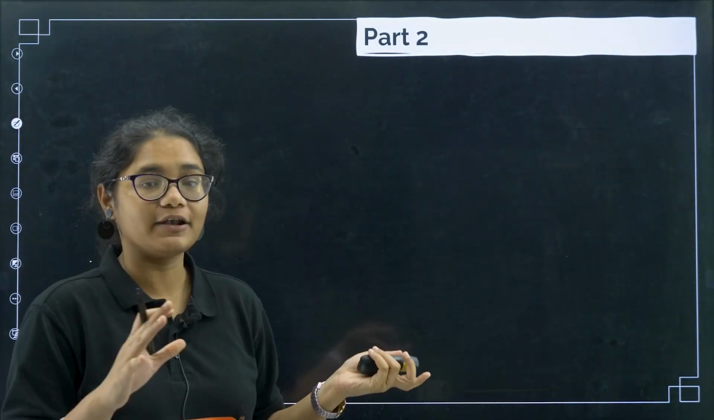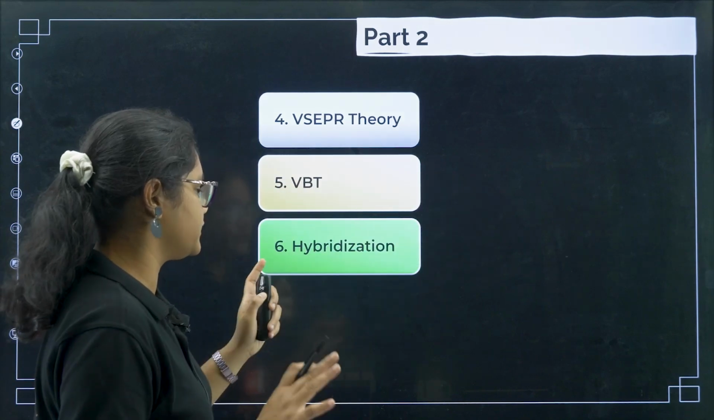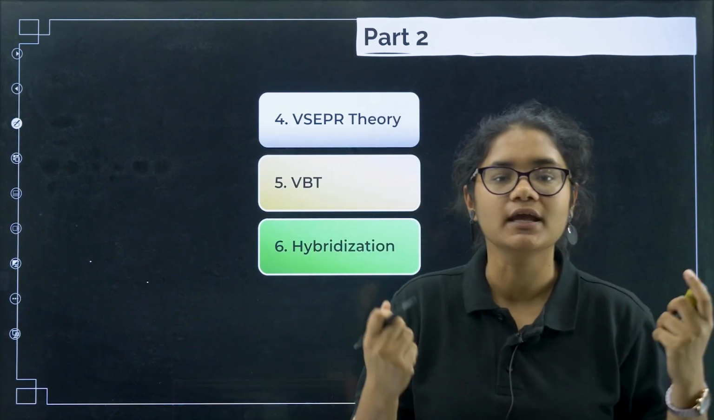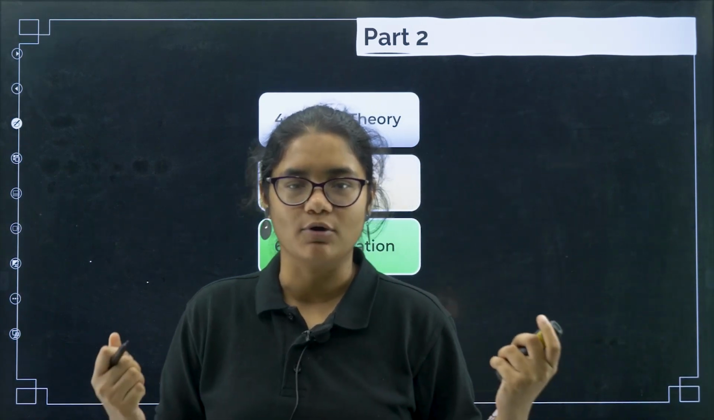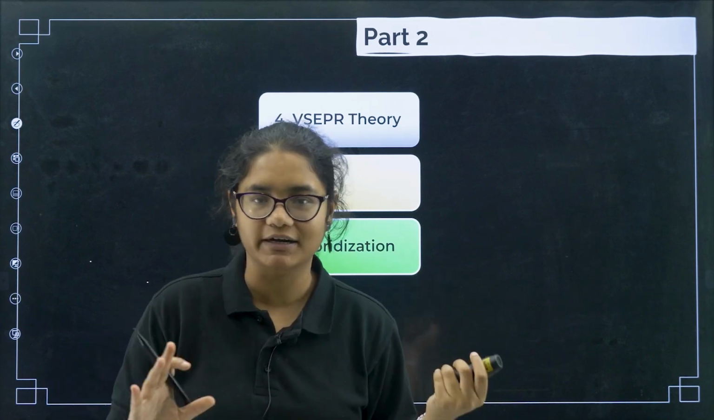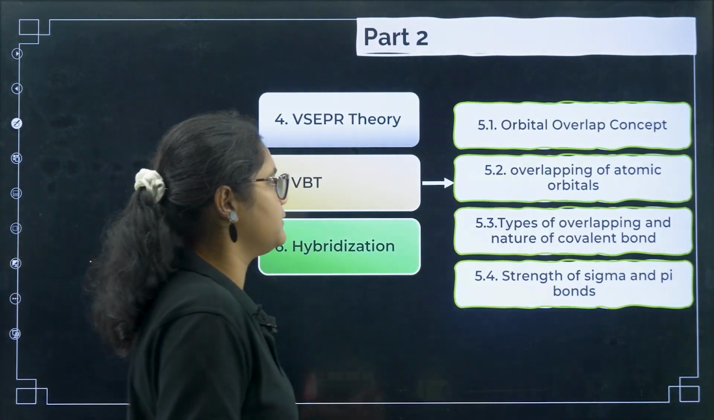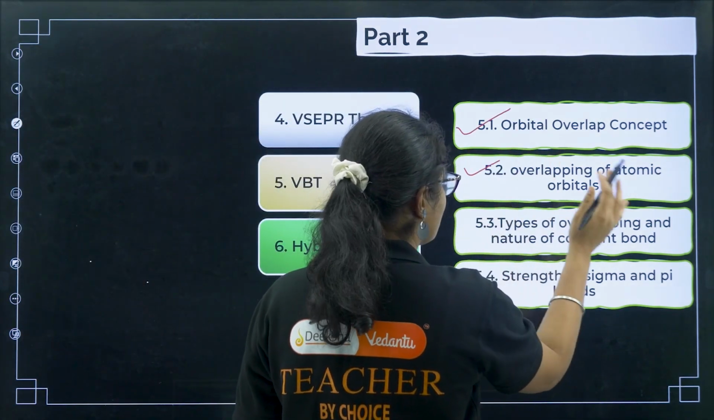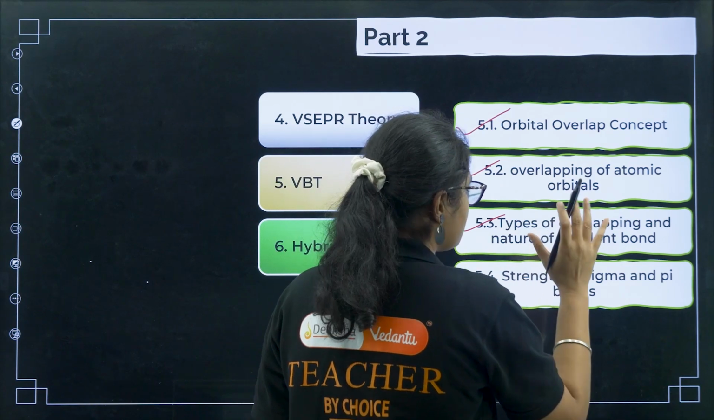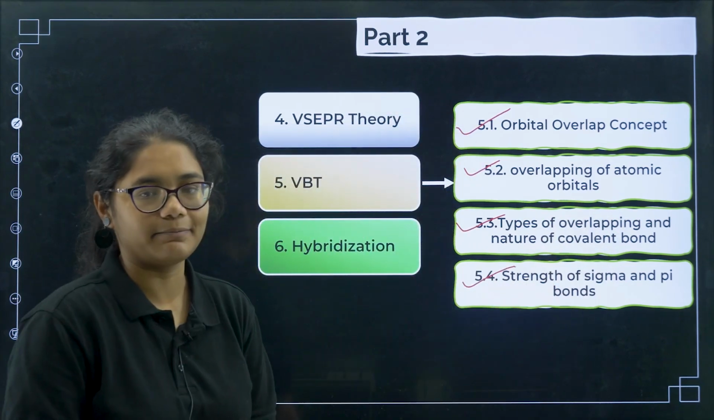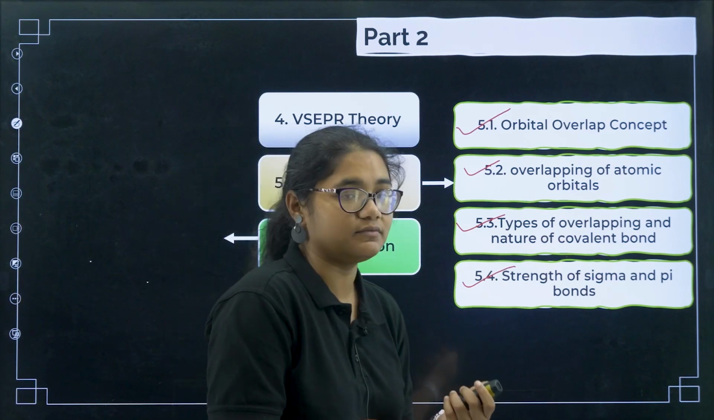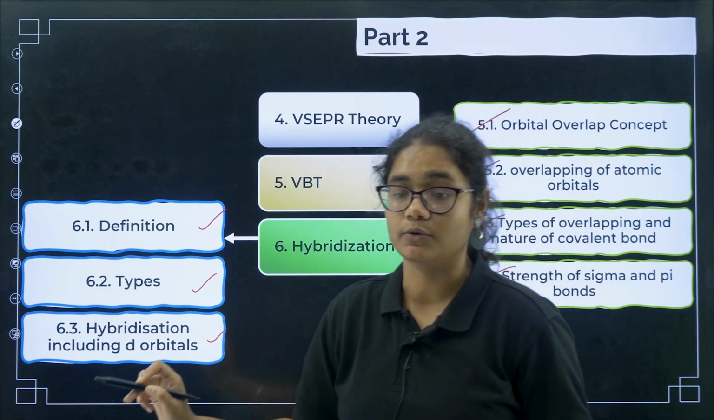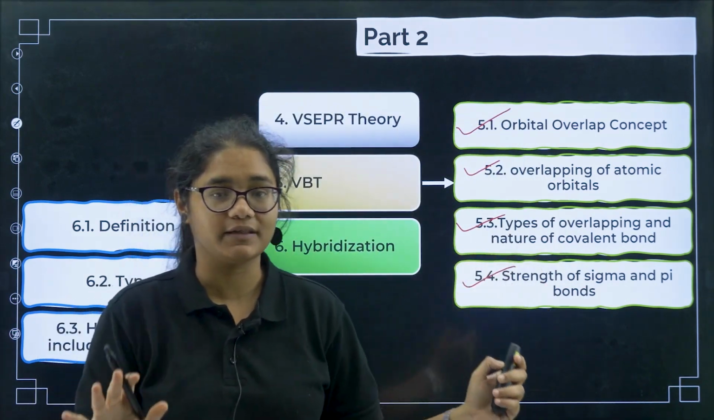Today we are going to discuss VSEPR theory, Valence Bond theory and hybridization. In VSEPR theory, we are going to discuss exactly what VSEPR theory is and the different shapes and geometry of the different molecules. Next, coming to Valence Bond theory, we will be discussing the orbital overlap concept, overlapping of atomic orbitals, types of overlapping, and the strength of sigma and pi bonds. Next, in hybridization, we'll be discussing the definition of hybridization, types of hybridization, and hybridization including d orbitals. So these are the topics that we are going to cover today.